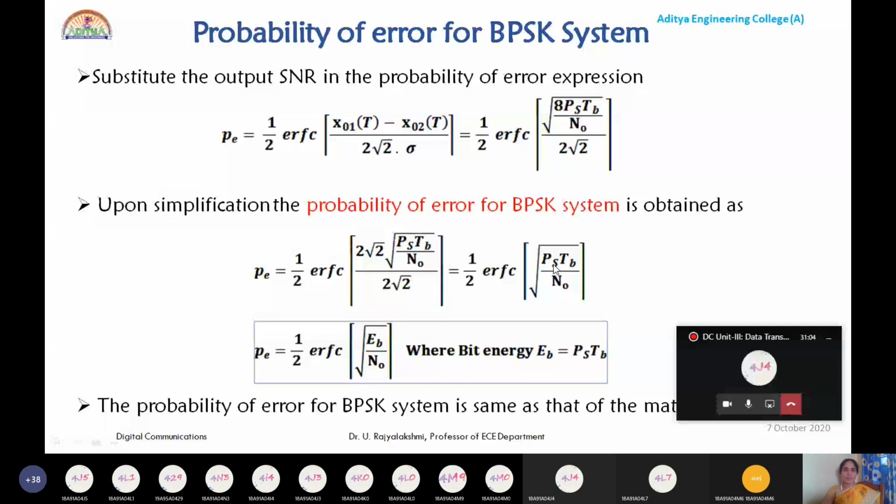What is PS into TB? The product of power dissipated per symbol and bit duration. Every time we defined it as the bit energy, EB. So upon replacing PS into TB with bit energy, the probability of error is half ERFC of root EB by N0. We assumed the same case for the matched filter, so we obtain the same probability of error. So what is the final probability of error expression for the BPSK system? Half ERFC of root of EB by N0.